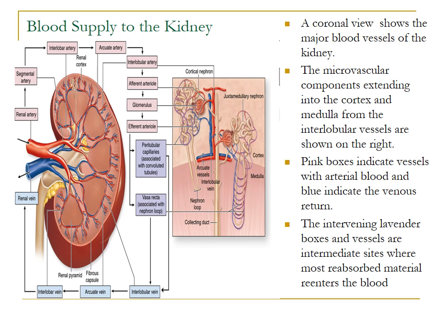So the blood supply of the kidney: you can see here the coronal view shows the major blood vessels of the kidney, and the microvasculature components extending into the cortex and medulla from interlobular vessels are shown on the right side. These pink boxes indicate the vessels with arterial blood, whereas these blue boxes indicate venous blood, and these intervening lavender boxes are the intermediate sites where most reabsorbed material re-enters the blood.